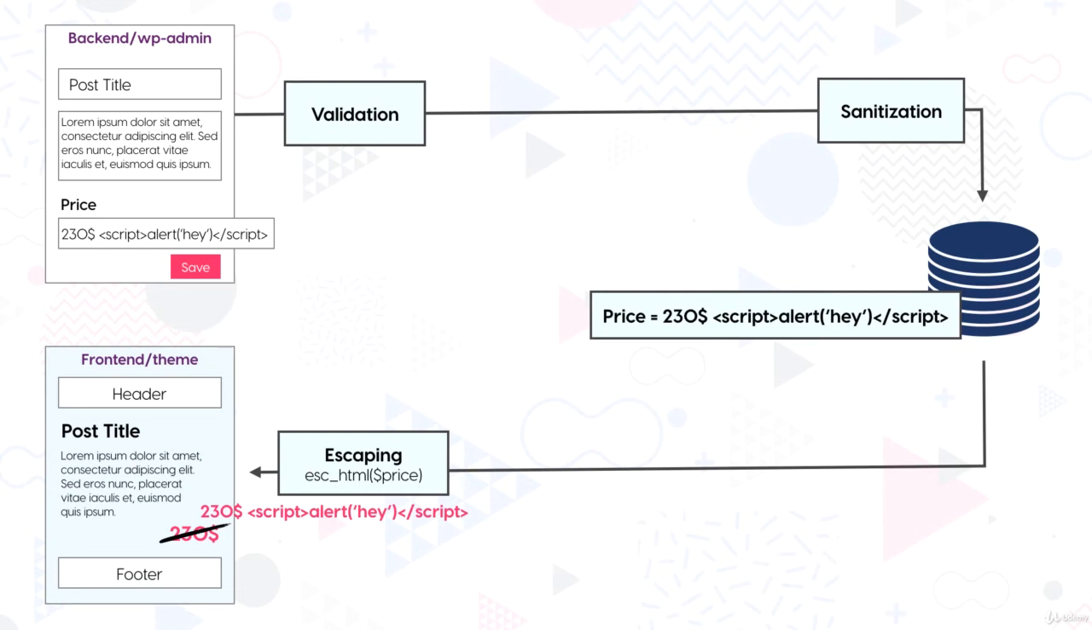So escaping is the most important part in this process, because that's when we render data to our users. And it should be done the very last thing before outputting the data. And this is referred to as late escape.